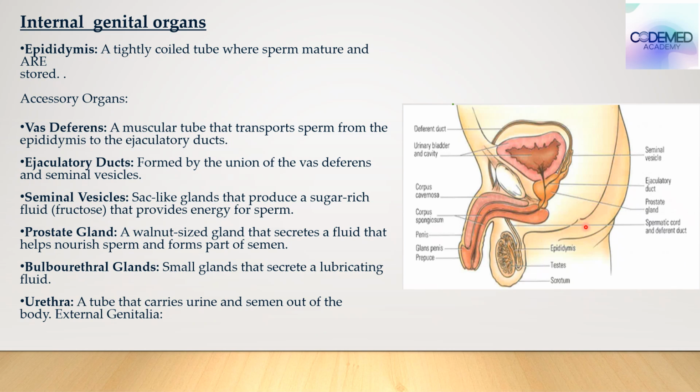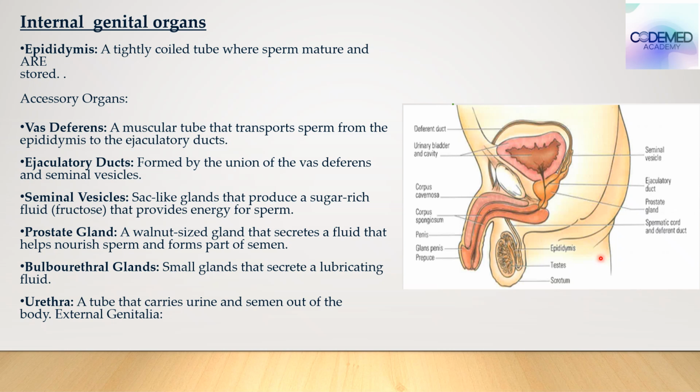And then what are the other accessory organs of the internal male genital? The vas deferens is a muscular tube that transports from the epididymis to the ejaculatory duct. Here it is, the ejaculatory duct, formed by the union of the vas deferens and the seminal vesicle. So if you see here, there is a seminal vesicle. There are two in number, and they, along with the vas deferens, form the ejaculatory duct.